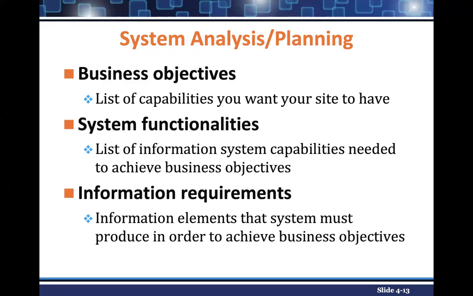You have to list the information system capabilities needed to achieve the business objective. For example, we say that the objective of our company is to present the online catalog and online ordering to the customer.